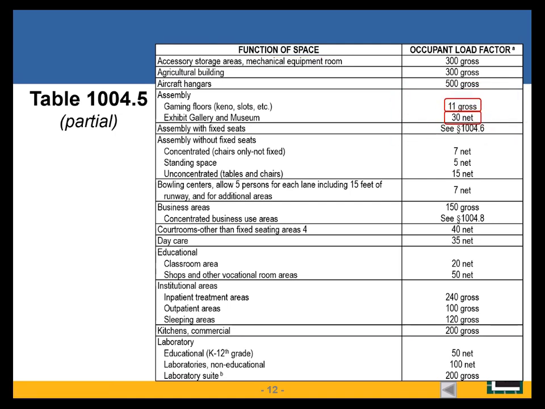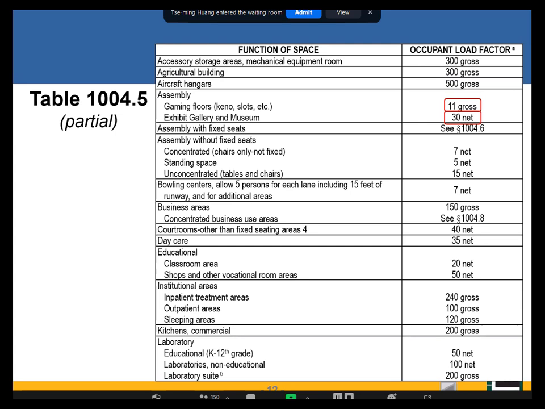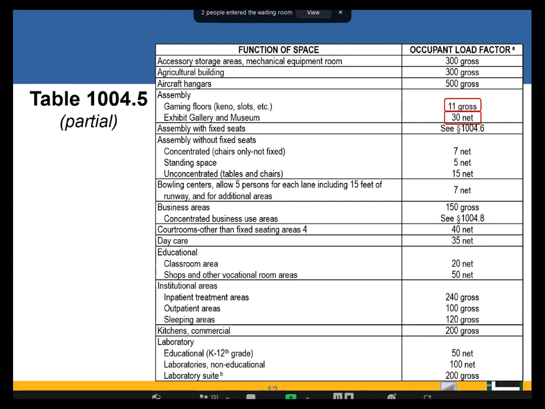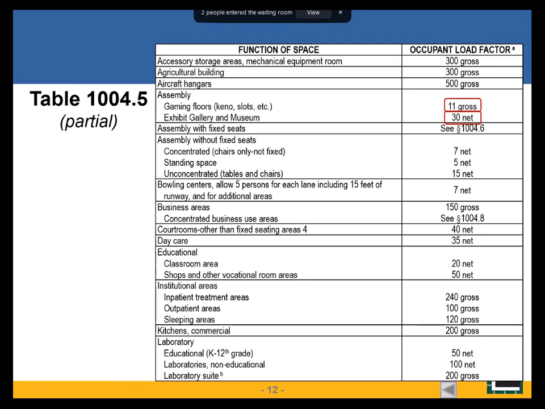And how do we apply this? For assembly, I have, for gaming floors, 11 square feet gross. Exhibit halls, 30 square feet net.